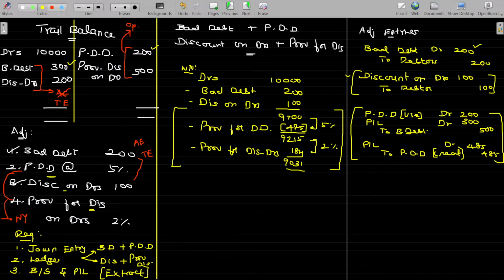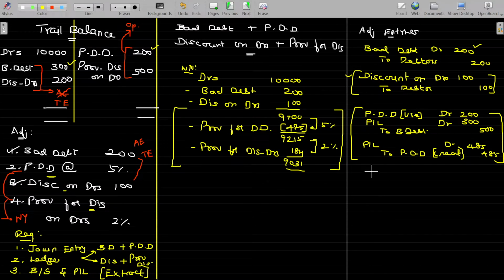Now we have created the discount. For the discount given in the adjustments, we have to pass the adjustment entry. While passing the adjustment entry for the discount on debtors, debit to debtors is over. Now this discount on debtors should be adjusted. Where to adjust it first? It should be adjusted in the provision for discount on debtors available on the credit side of the trial balance. If the provision is not sufficient, we can use the other account also.